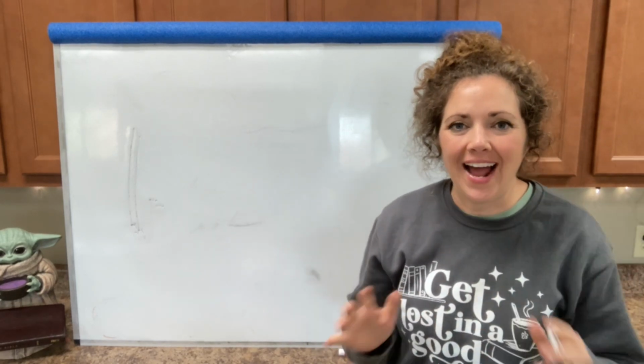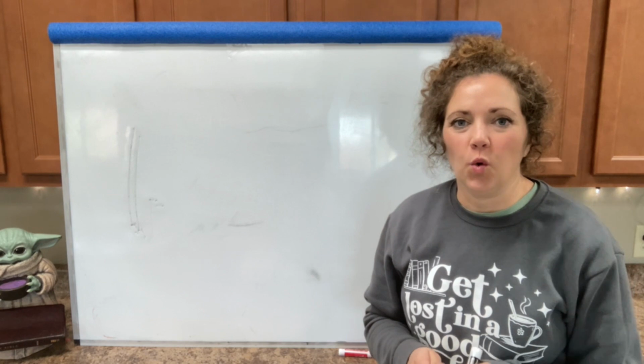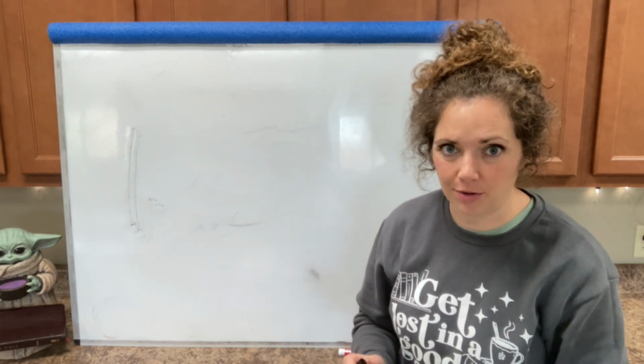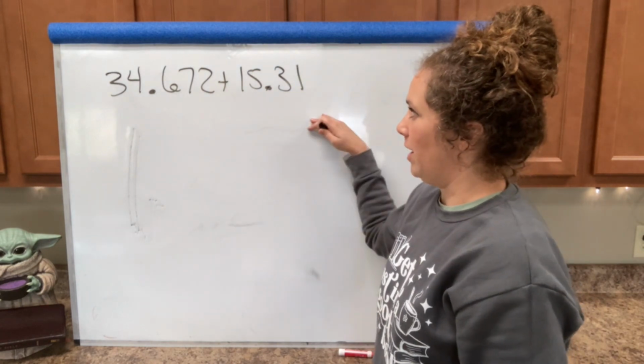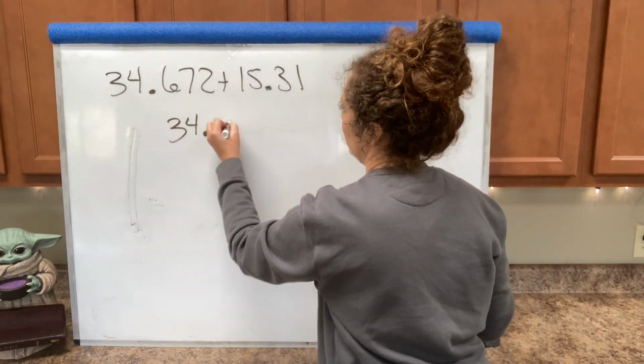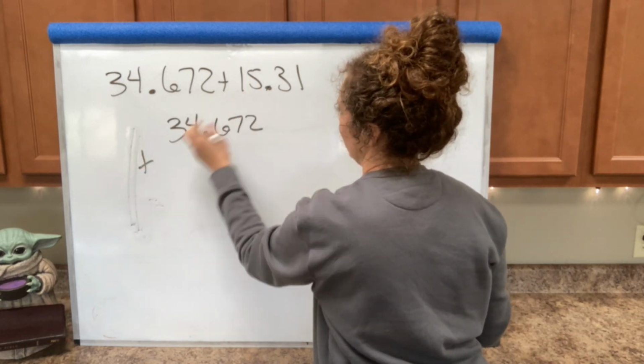Let's talk about adding, subtracting, multiplying, and dividing decimals. When you are adding or subtracting decimals, you line up the decimal in the problem. If you have a problem like this, you will rewrite it and line up the decimals.